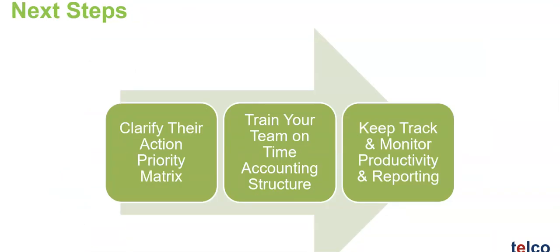So, what are the next steps for you as a manager who's responsible for those productive hours that are available to you through your subordinates? The first thing is you must clarify with your people their action priority matrix. They've got to understand what the key performance indicators for the department are, what their role is in those key performance indicators, and they must understand what is expected of them.